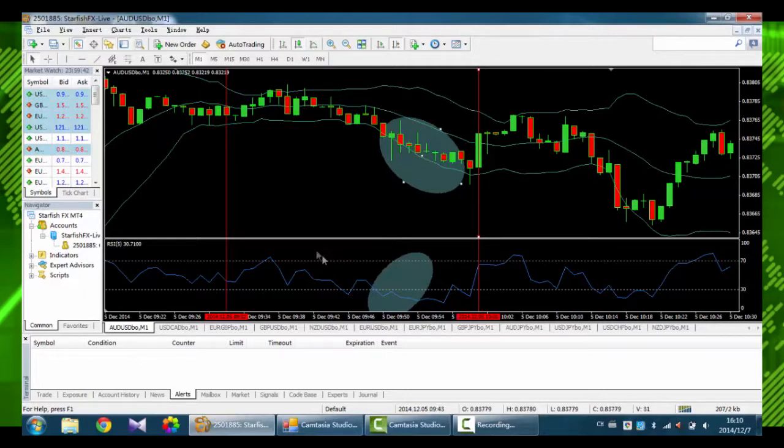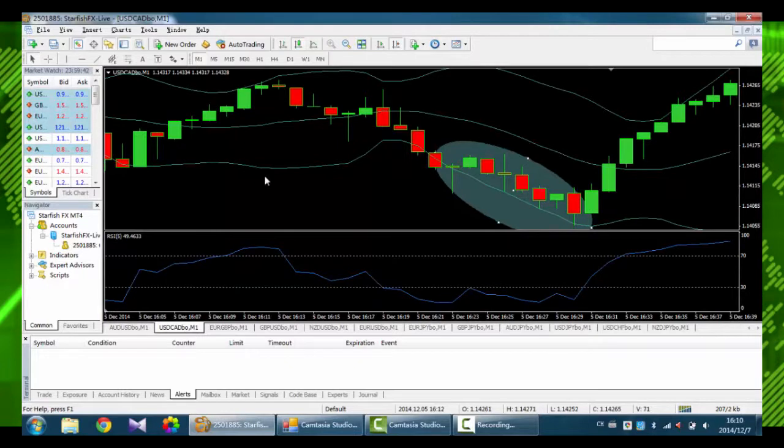So let us take a look at the next example. USD CAD 1 minute. So if you see a nice hammer here, if you had done this trade, you would have won the first time, but I would advise not to enter on this trade. Okay, why?